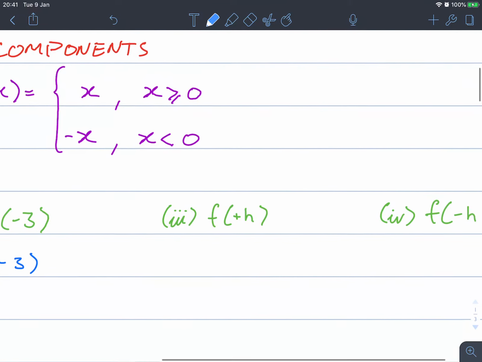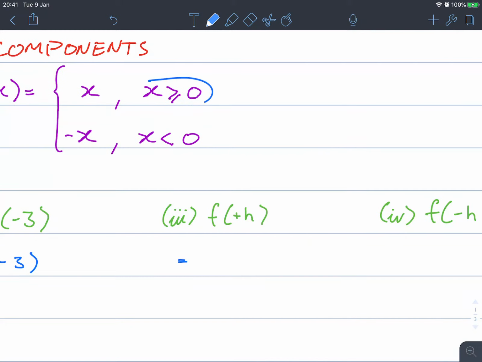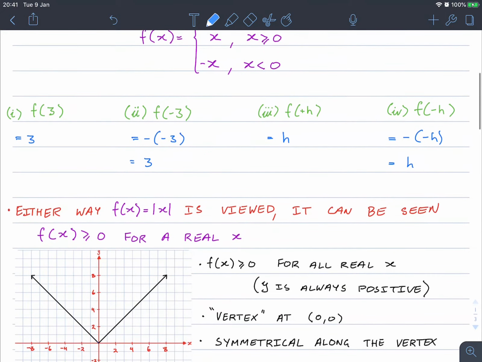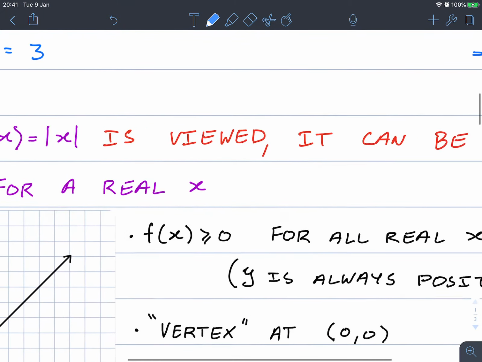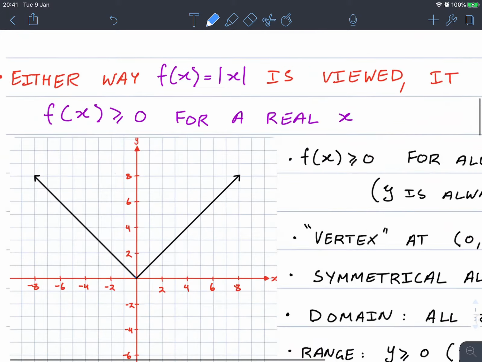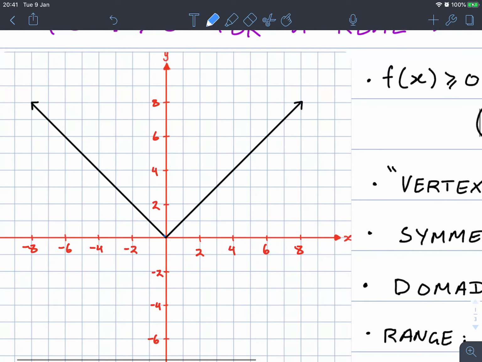If we had f of positive h, because that's greater than 0, this just becomes h. And if we substitute negative h, which is less than 0, this becomes negative of negative h, giving us positive h. So either way, f of x equals absolute value of x is viewed. It can be seen f of x is greater than or equal to 0 for all real x, because no matter what value we put in, it always becomes positive.